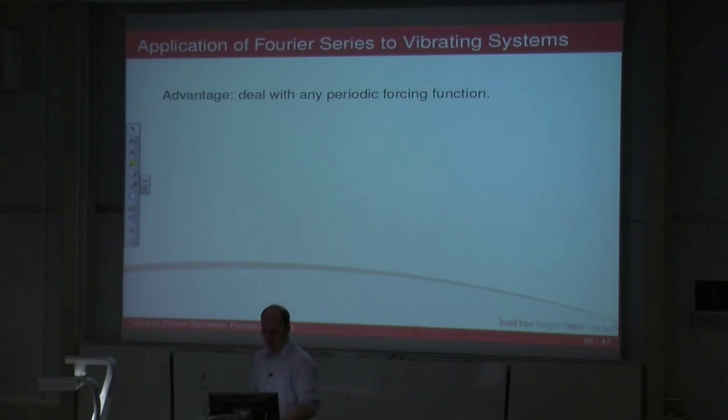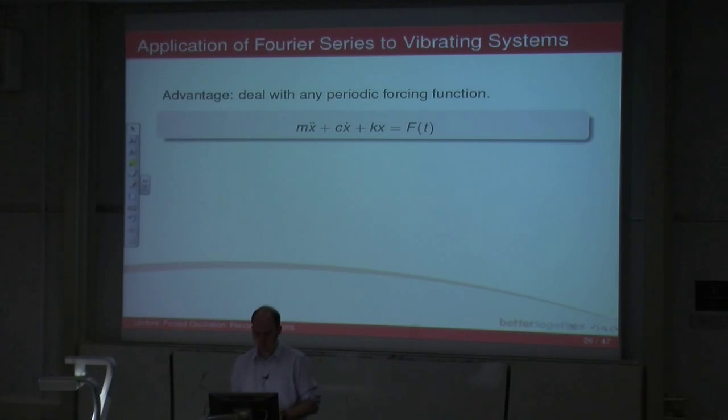I'm going to go through an example, I'll introduce it on the computer, of how we apply Fourier series to vibration problems, okay? If you've got a mass spring damper system, a linear system, then the equation is going to look like this. It's for a single degree of freedom system. Yeah? Where f of t is the forcing function.